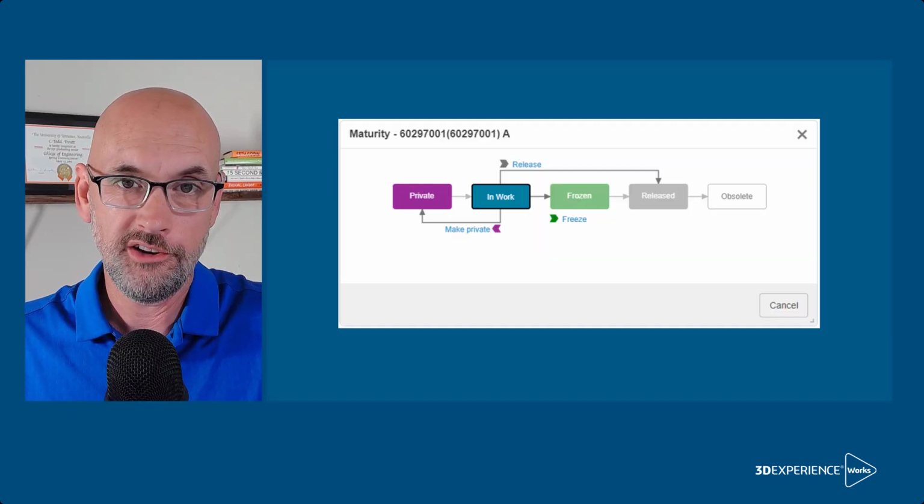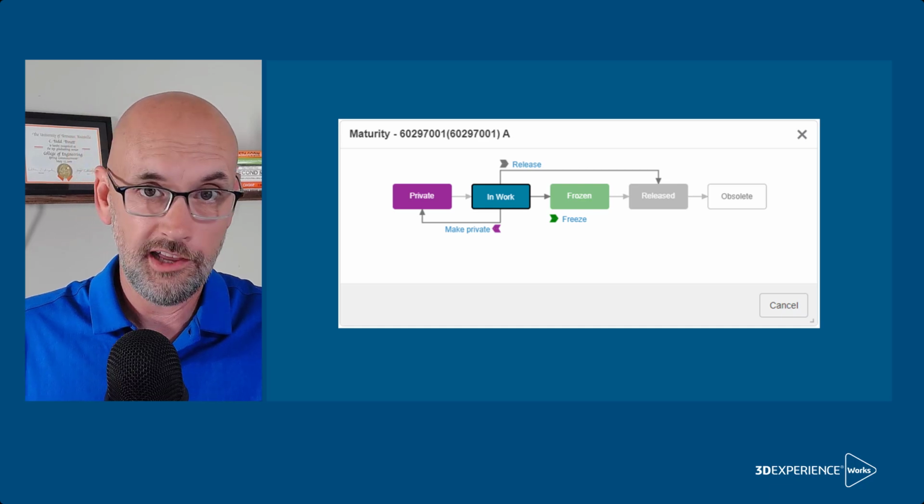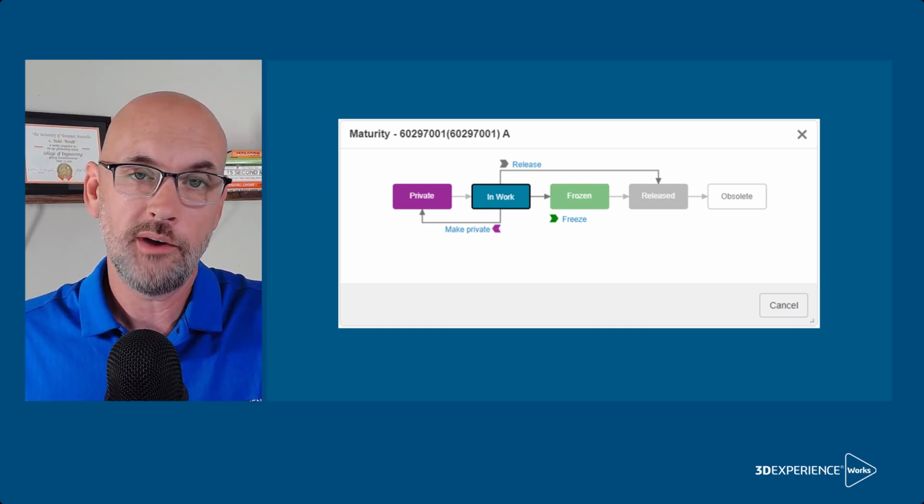The 5 states shown here in the engineering definition maturity graph are going to meet the needs of the vast majority of clients, and they're not meant to be customized. That's where change actions, issues, and routes can be tailored to a specific design process and take care of more complex situations. If you just used revisions and maturity states, you'd be successfully managing your data in 3DEXPERIENCE.